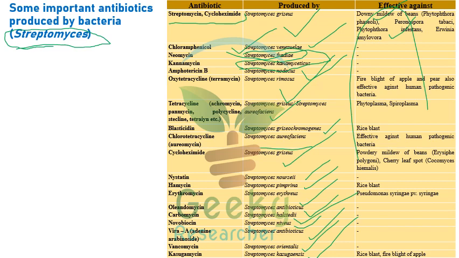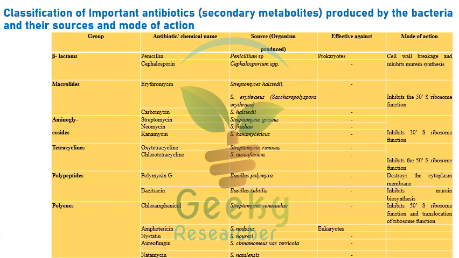Now, the classification of important antibiotics that are produced by the bacteria and their mode of action, I will see. So when it comes to beta lactams, penicillium and cephalosporin come under it. The mode of action of penicillin and cephalosporin is cell wall breakage and it inhibits murein synthesis. In previous slides, we have seen the difference between gram positive and gram negative bacteria, where I told you that gram positive bacteria contain more mucopeptides. So penicillin is very effective against gram positive bacteria. When it comes to gram negative bacteria, streptomycin is very effective.